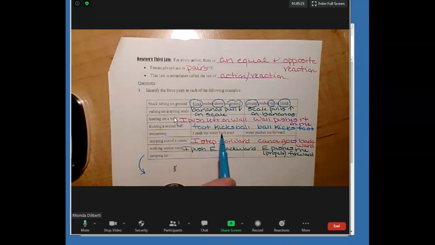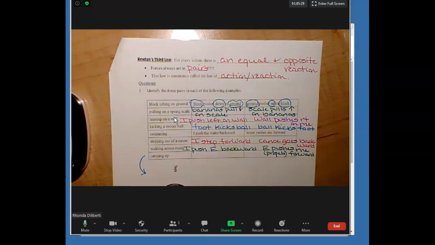All right, kicking a soccer ball. If I kick the soccer ball, my foot kicks the soccer ball. That means the soccer ball kicks my foot. And so it goes both ways.